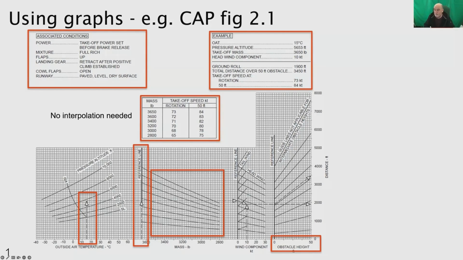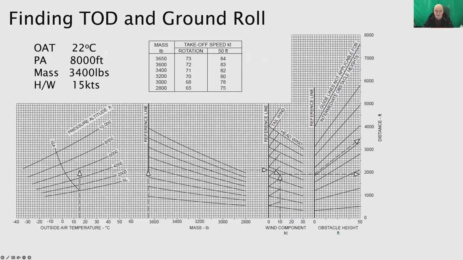Okay. So no interpolation for those speeds, and that's often the case, and that's because if you look at them, nearly all of them are only 1 knot apart, and so it's not necessary. You just round up to the next speed, and that's good enough for the exam questions. So finding takeoff distance and ground roll, this is similar for the SEP and the MEP.